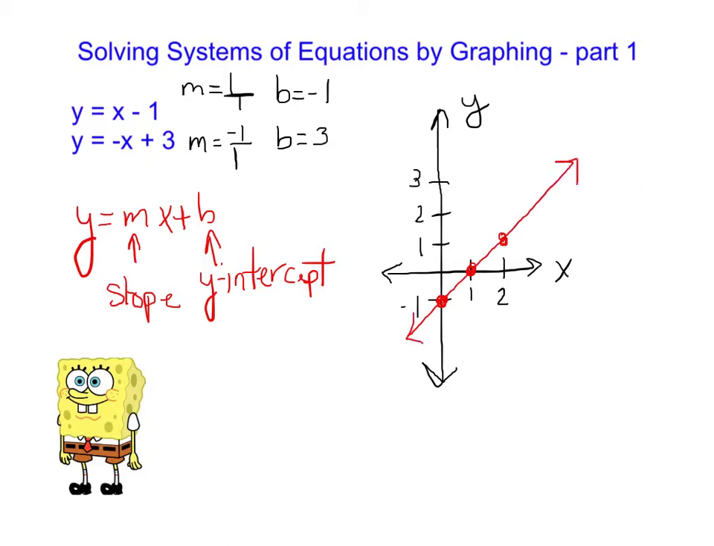Now let's draw our second equation. Our second equation is going to cross at 3 on the y-axis. And we are going to go down 1, since our slope is negative, down 1 to the right 1. Down 1 to the right 1. Draw our line.